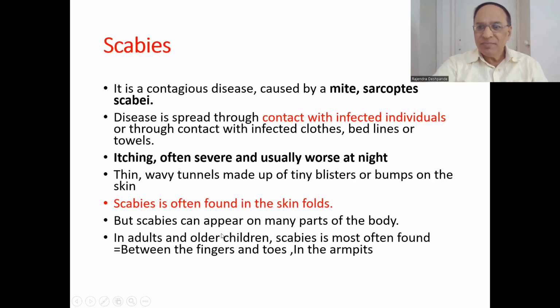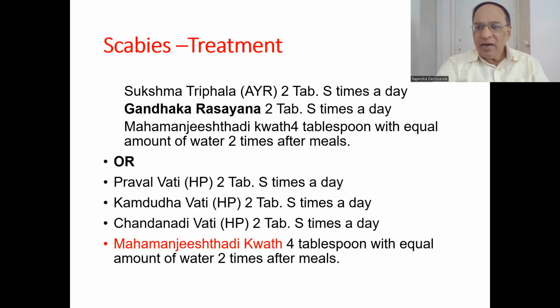In adults and older children, scabies is often found between the fingers, here and toes, and in the armpits. What should be given? In Ayurveda, there is Sukshma Triphala from the Ayurveda Rasashala company in Pune, like an Ayurvedic antibiotic, anti-mite treatment, 2 tablets 3 times in a day. Sorry, spelling mistake is there. This is not S, this is 3 times in a day.